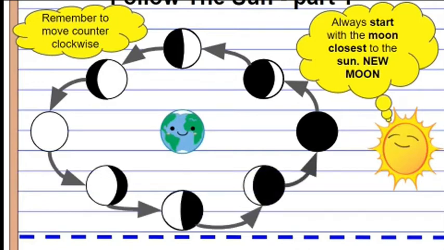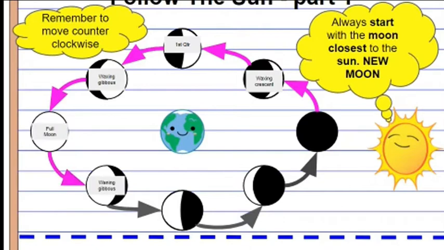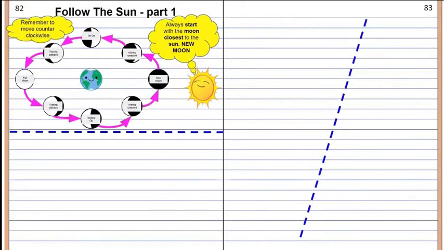A quick refresher. Let's start with the first moon that begins after the new moon, which is our waxing crescent, our first quarter, then our waxing gibbous, our full moon, our waning gibbous, our third or last quarter, our waning crescent, and finally back to our new moon. So what happens if we move the sun?